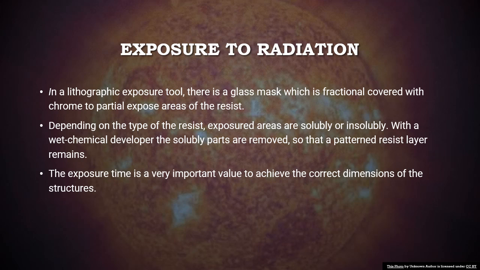Exposure to radiation is one of the main processes of photolithography. In this process, we use a lithography exposure tool. There is a glass mask which is partially covered with chrome to partially expose areas of the photoresist, in which, depending on the type of photoresist, exposed areas become soluble or insoluble in a wet chemical developer. The soluble parts are removed so that a patterned resist layer remains. The exposure time is a very important value to achieve the correct dimensions of the structures.